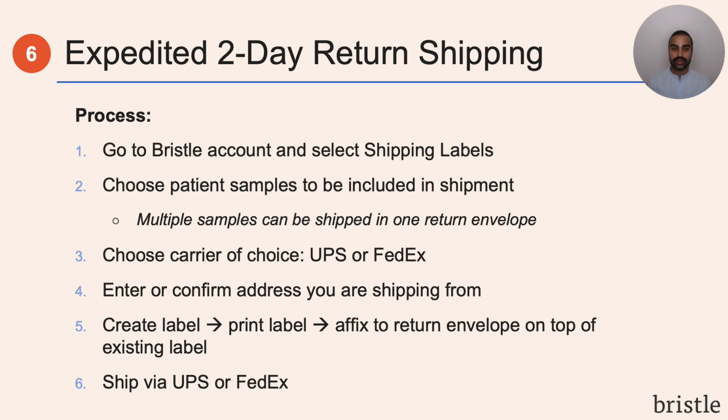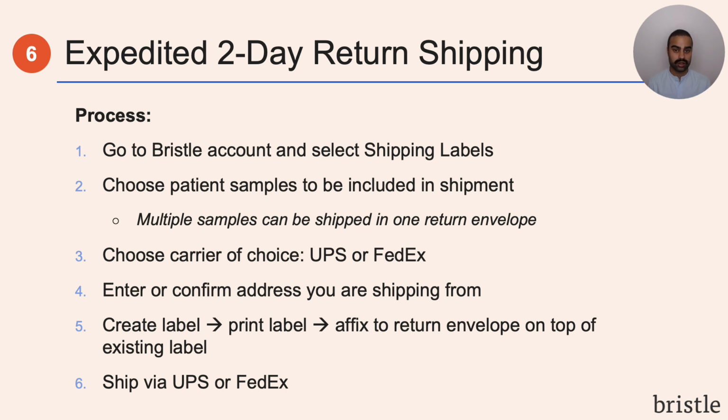To do so, all you need to do is go to your Bristle account and click on Shipping Labels. You'll select all of the samples you're sending in to the lab within that envelope, and you can include multiple samples in one mailer. You'll be able to generate one label per day. So if you collect multiple samples in a given day, you can include them all in one return envelope.